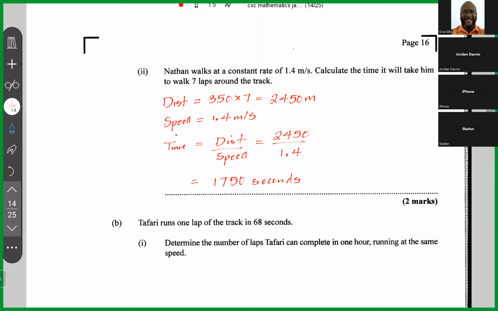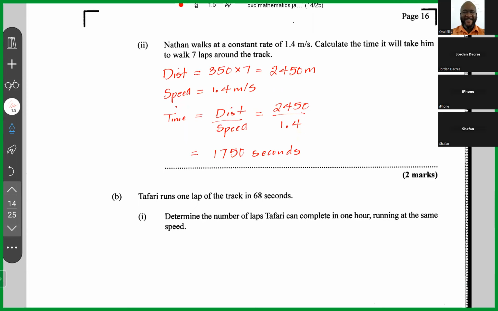So we're asked how much time it will take him to walk 7 laps around the track. It will take him a total of 1,750 seconds. How do I know the time is in seconds? Because if you are doing a time calculation and the speed is meters per second, time must be in seconds.